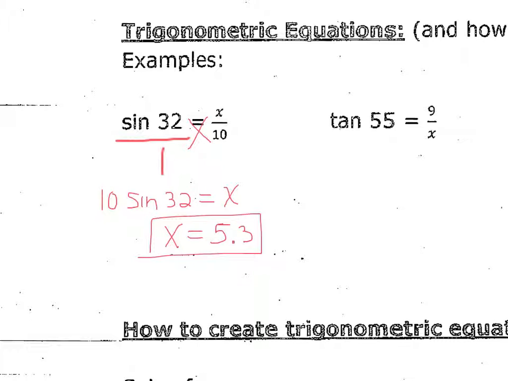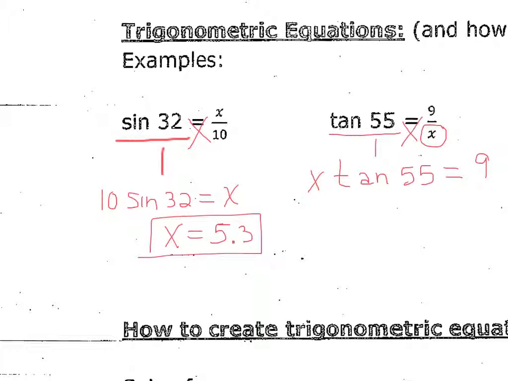Next one. The second one, it says tangent of 55. Okay, let's make it a proportion, put it over 1. Cross multiply. I put the x first. So this is x. It goes first. Whatever goes on the bottom here, you put that first. And then it's tangent of 55 equals 1 times 9, which is 9.